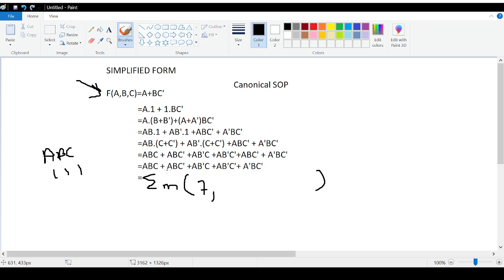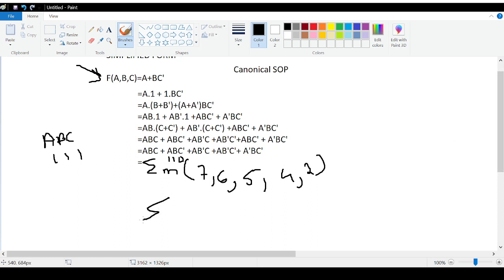So 7. Then what is this? 1, 1, 0. So this is 6. This is 1, 0, 1, which is 5. Then 1, 0, 0 is 4. Then you have 0, 1, 0, which is 2. But remember, you need to reshuffle it, okay? You need to write this in order. So it's going to be the sum of which min terms? 2, 4, 5, 6, 7. Okay? Is this clear, guys? Yes, miss.